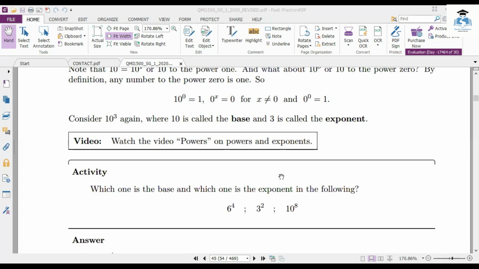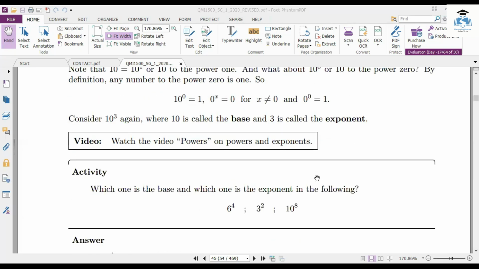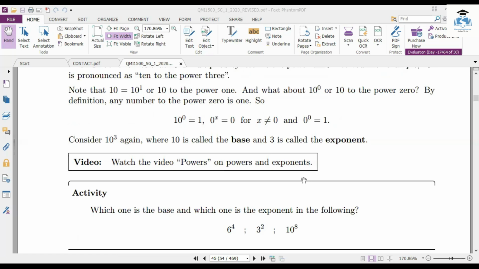Okay. So if you are to look, we've got the base, we've got the power. Sometimes they call it exponent. Okay, so this is the base and this is the exponent. The base is raised to the exponent.